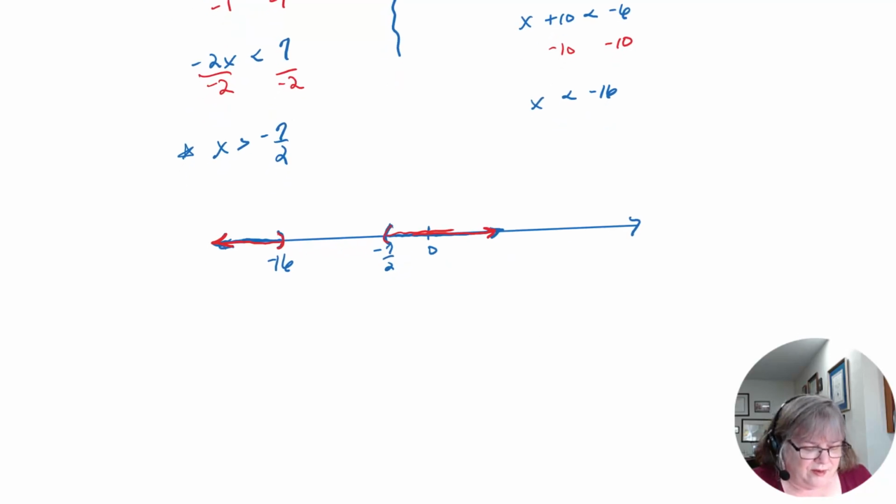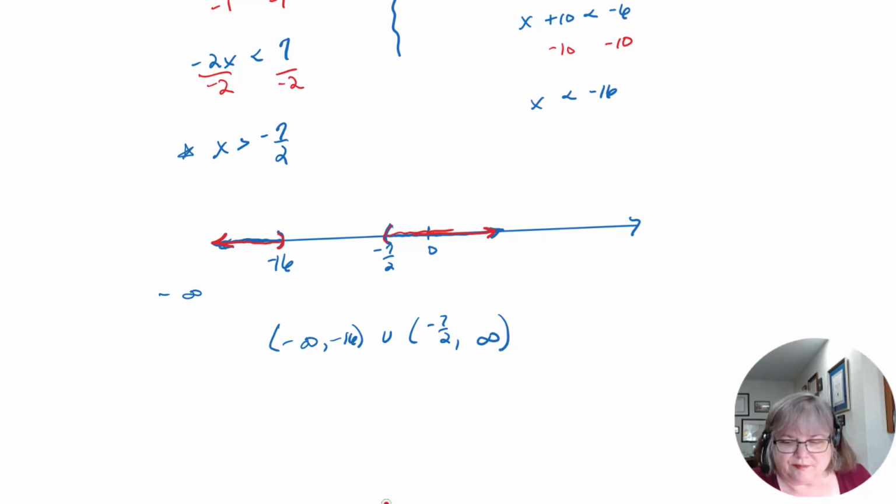And in inequality form, it would look like negative 16 is less than negative 7 halves to infinity. Because you would start here, go to negative 16. I keep wanting to write 6 instead. There you go.